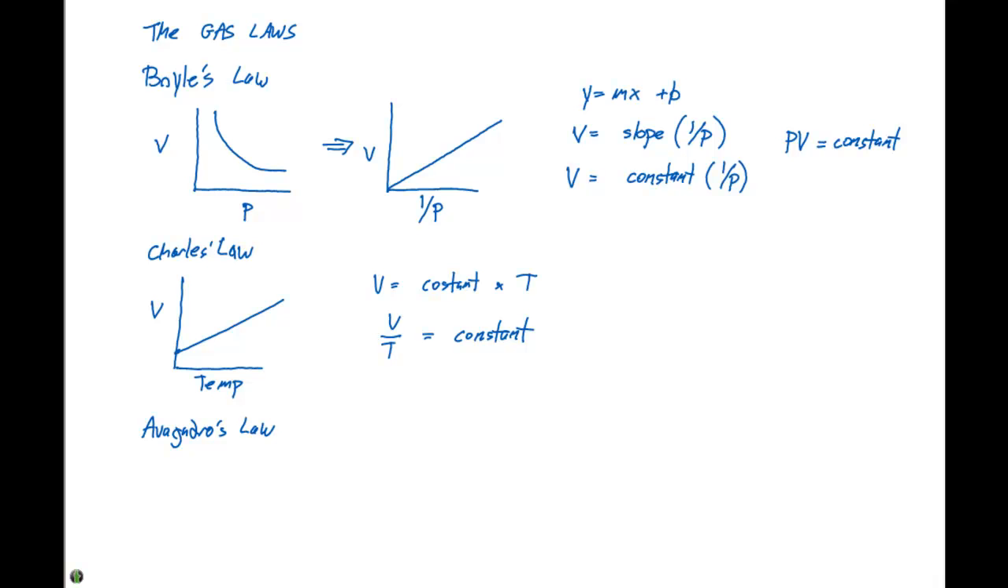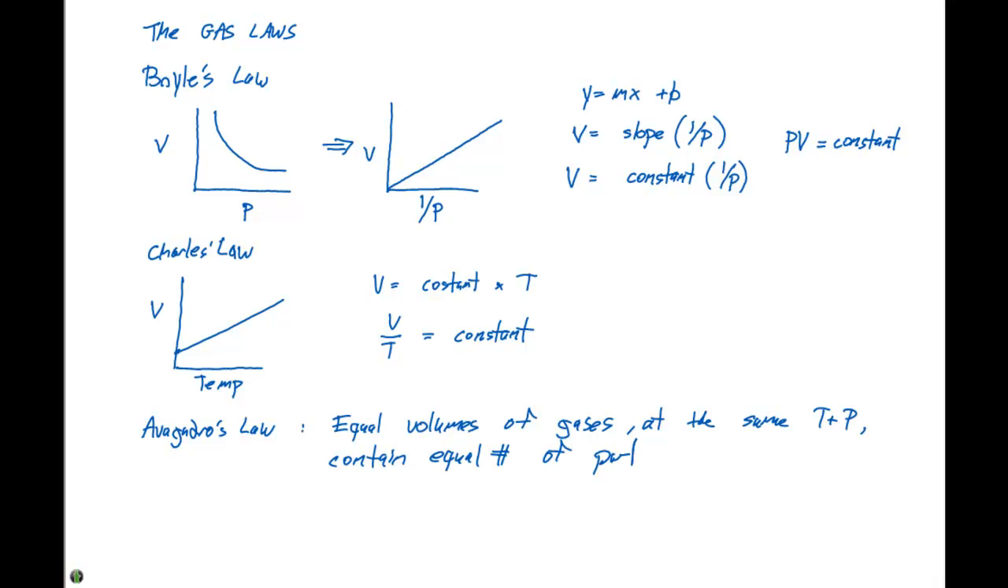This was done in the 1800s. And what Avogadro stated was the following: equal volumes of gases at the same temperature and pressure contain equal numbers of particles. And this was the initial statement that Avogadro made.